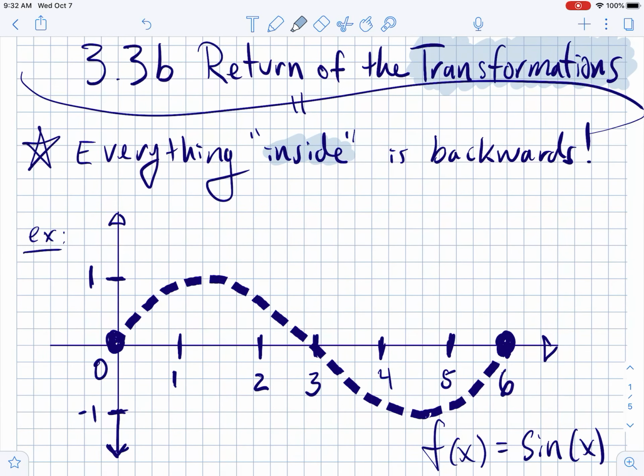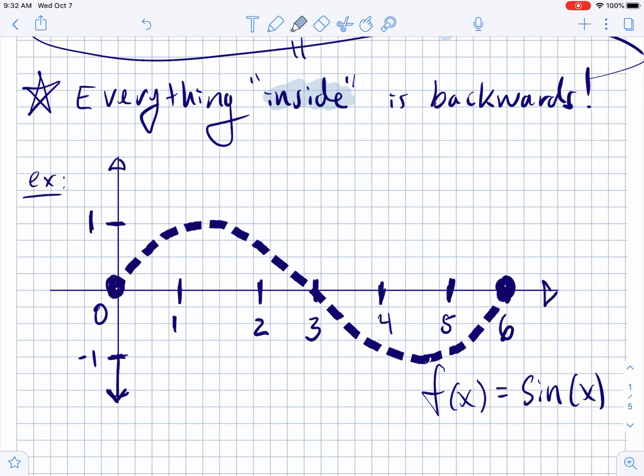Before I explain this "everything inside is backwards" statement, let's look at this nice little part of a sine curve here. It's got a nice mountain, and then it touches the x-axis, and then a valley, and then it comes back, and it's 6 units long here. Let's say that this is some version of f of x equals sine of x. The question I want to pose to you is, what would g of x equals sine of 2x look like?